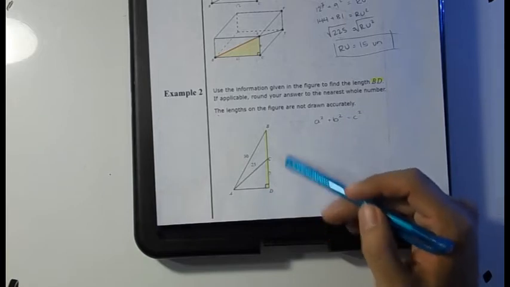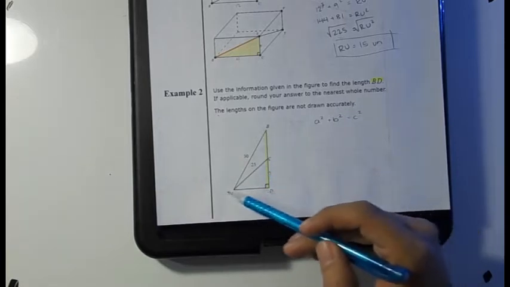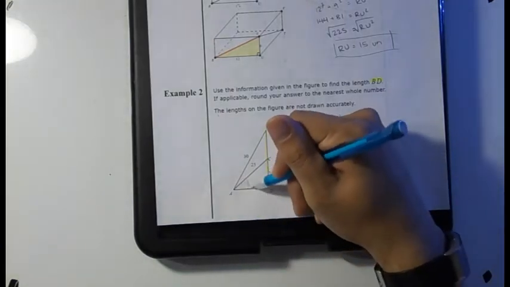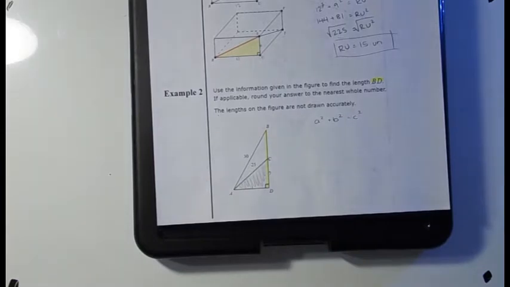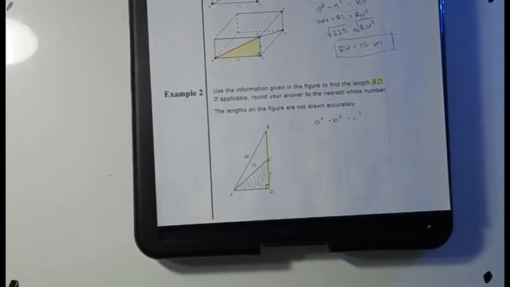If we want to find this, we have the hypotenuse, but we don't have AD. But we can find that using just this smaller triangle, ignoring everything else. So that has a hypotenuse of 25 and a length of 7 for the height.